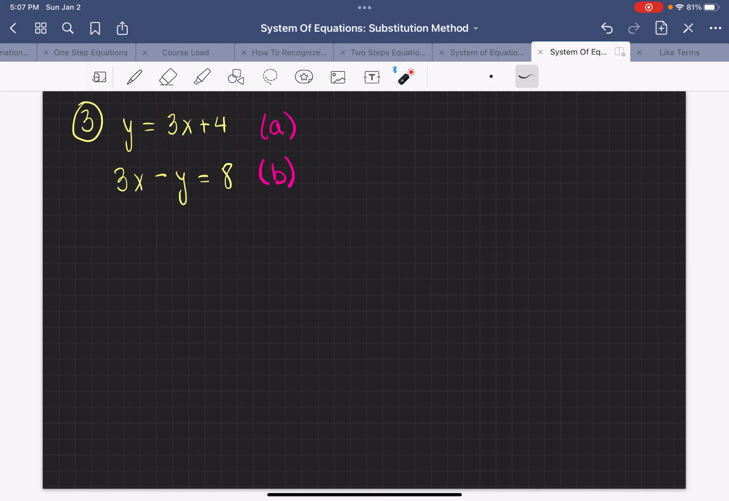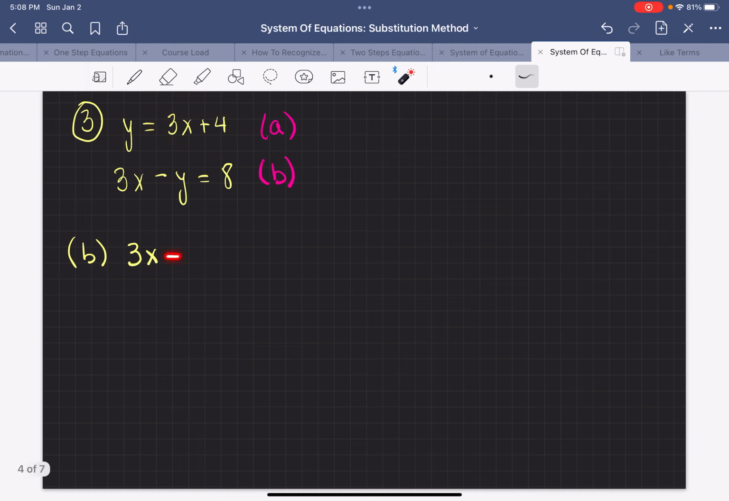Remember, whenever you have a variable already isolated, like in this case, the easiest thing to do is to use the substitution method. Otherwise, you probably want to use the elimination method. So let's rewrite equation B, and we're going to plug in 3x plus 4 where the y is. So 3x minus y, but y is equal to 3x plus 4. So I'm going to write that.